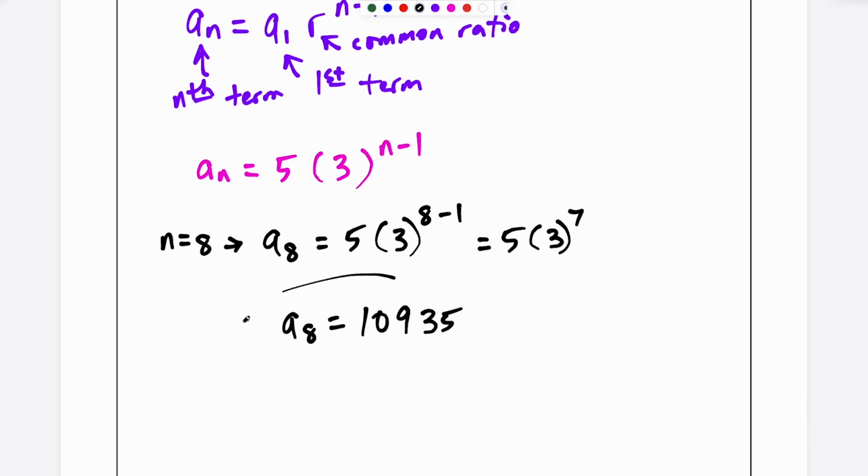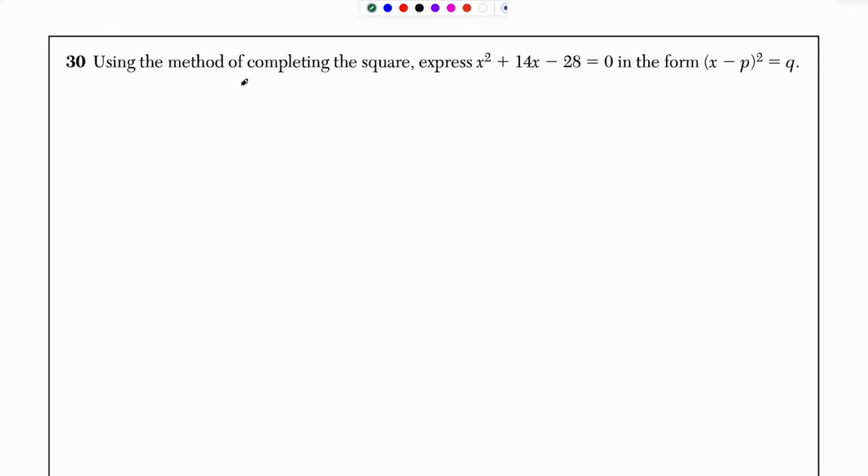Question 30, using the method of completing the square, express x squared plus 14x minus 28 equals 0 in the form x minus p squared equals q. So for this question here, what we could do is take x squared plus 14x minus 28 equals 0, and turn it into this form here.